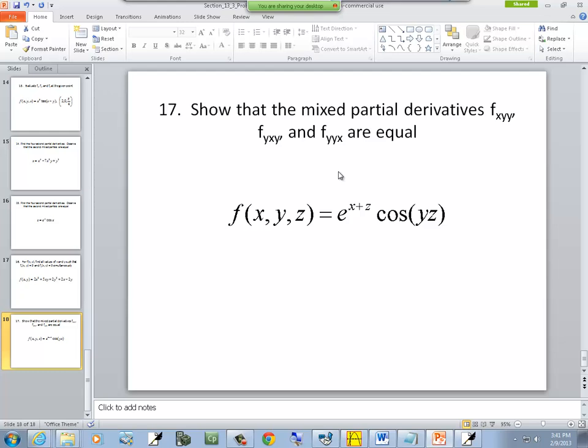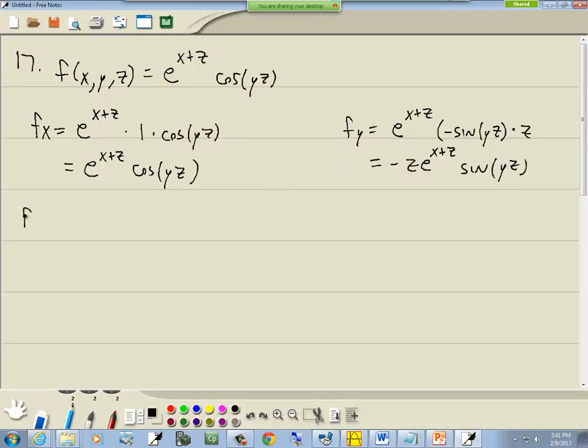Okay. Let's come to this first one here. Now we'll take the derivative with respect to y. So it tells you exactly what to do. Just work your way from left to right. So we're going to take this one with respect to y. Well, the e to the x plus z doesn't have a y in it, so that's a constant. That remains. Derivative of cosine is negative sine.